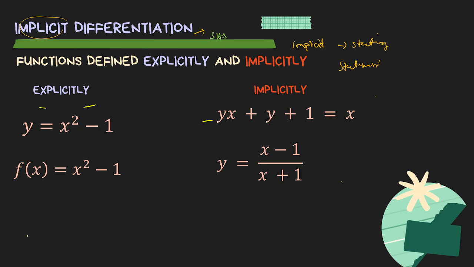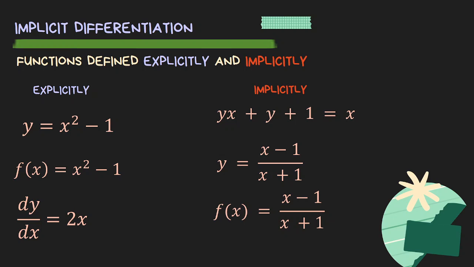In differentiation, if we try to explicitly differentiate, what would happen? We are going to get dy/dx is equal to 2x. How do we get this one? If we differentiate this one, we get dy/dx is equal to d/dx of x squared minus 1. What is the derivative of x squared minus 1? This is basically 2x. So we differentiate directly. That is what we normally do.